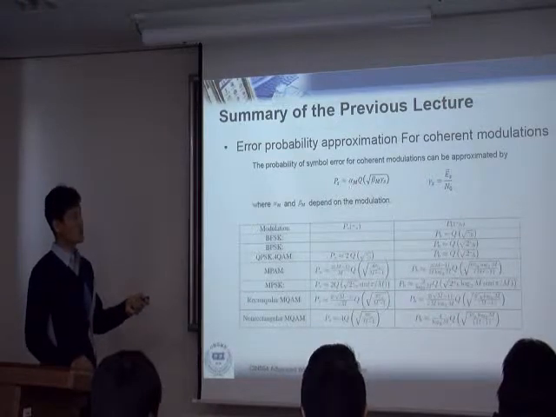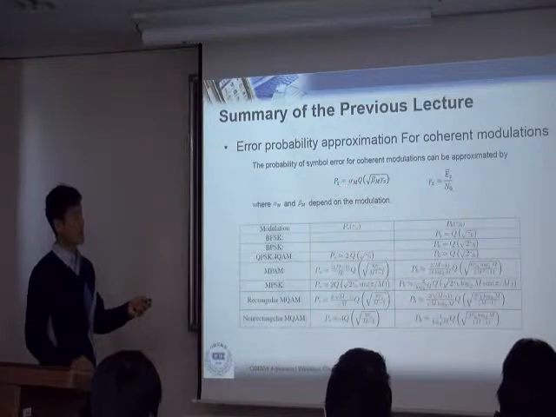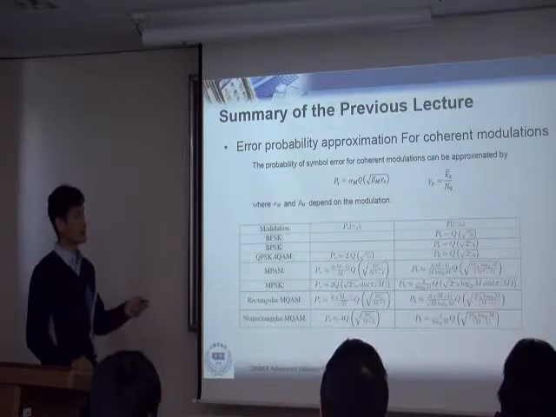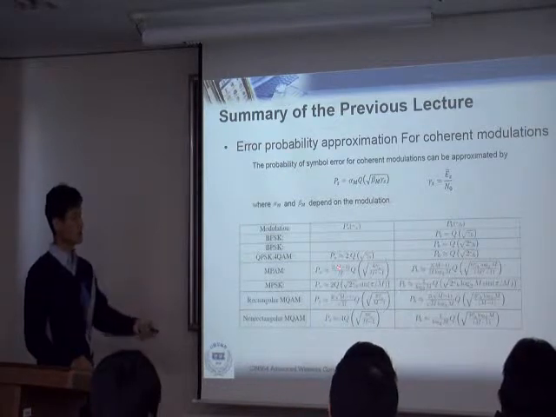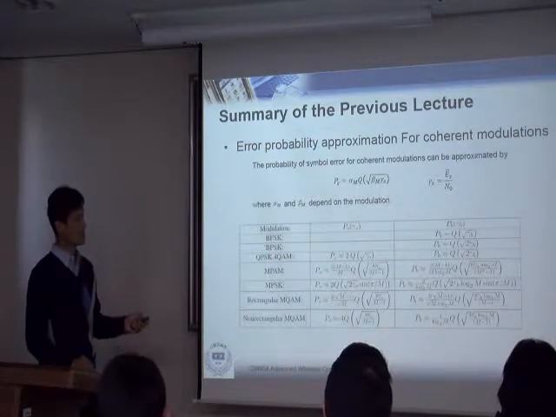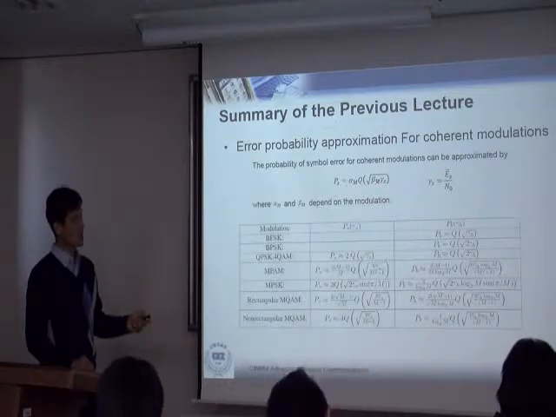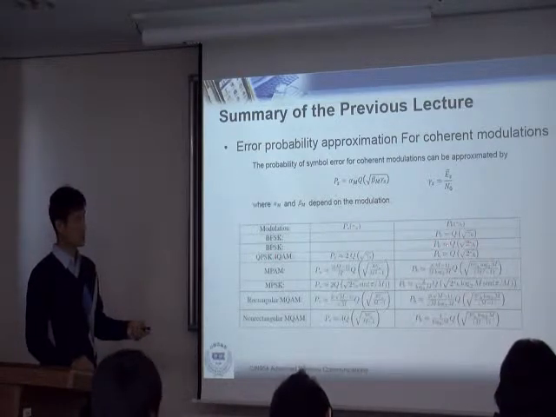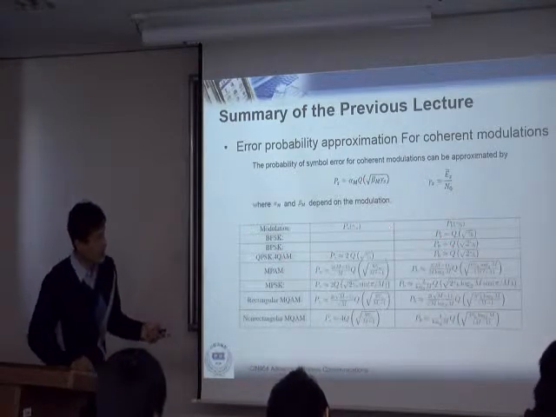In this case, it's very simple, just one Q function, but we have alpha and beta as coefficients. And the actual values of alpha and beta depend on your modulation. So these are examples. When you use BPSK, for example, then alpha becomes 1 and beta becomes 2, like this. Okay? When you use other modulations, you use different values.